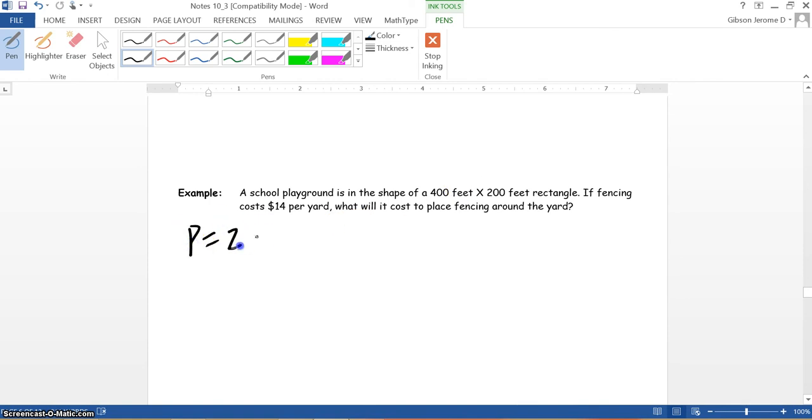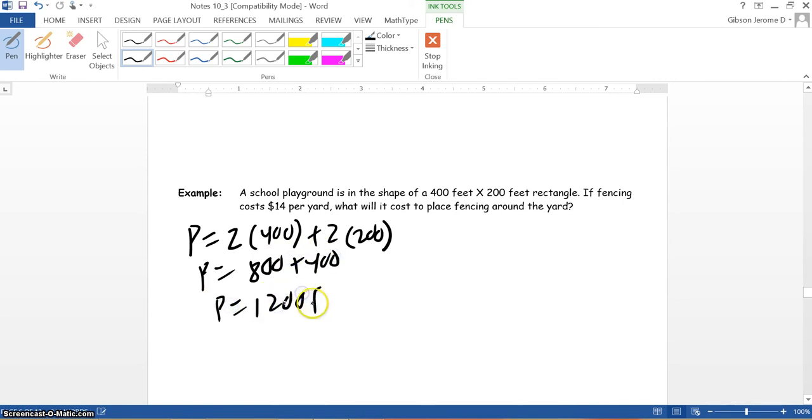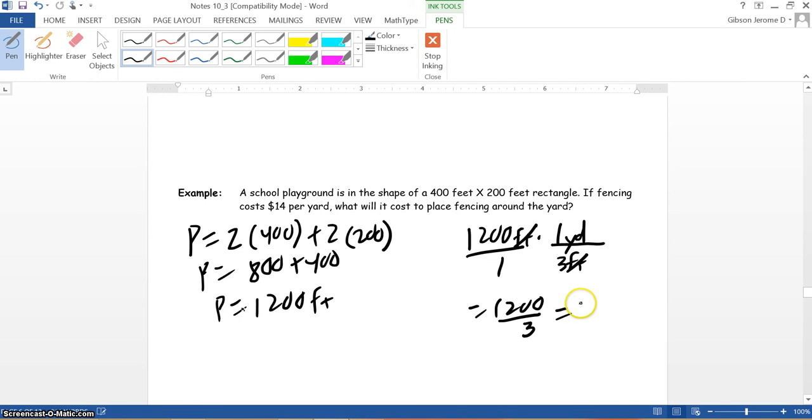First, let's just take the perimeter. So it'll be 2 times 400 plus 2 times 200. So that will give us 800 plus 400, and the perimeter is 1200. Now this is 1200 feet, because this is length and width. Now we want to change these feet to yards. So we would take 1200 feet and multiply it by 1 yard over 3 feet. These feet will simplify, so it'll be 1200 over 3, which is 400 yards.